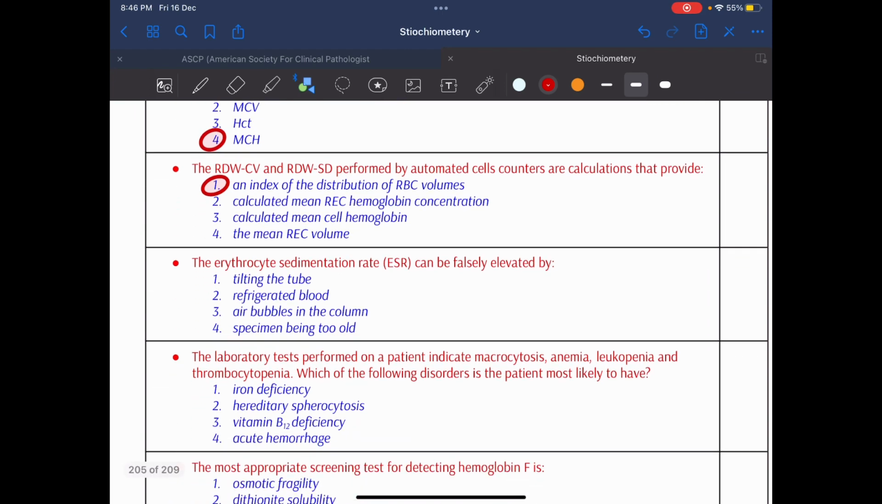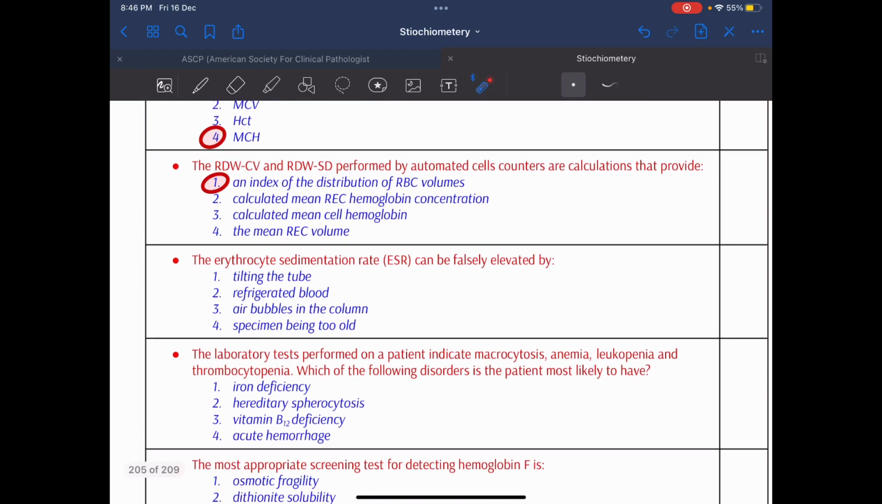Next question. The erythrocyte sedimentation rate can be falsely elevated by tilting the tube, refrigerated blood, air bubbles in the column, specimen being too old. The correct answer is 1. Tilting the tube.